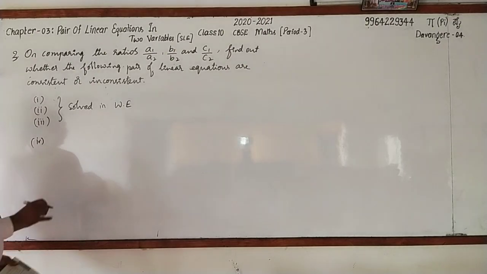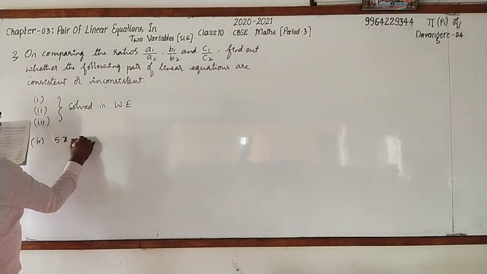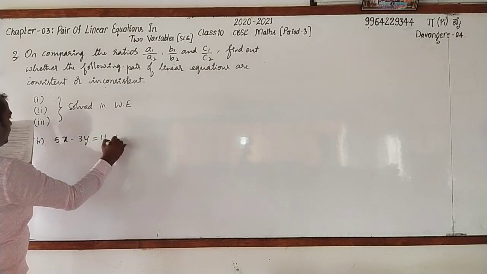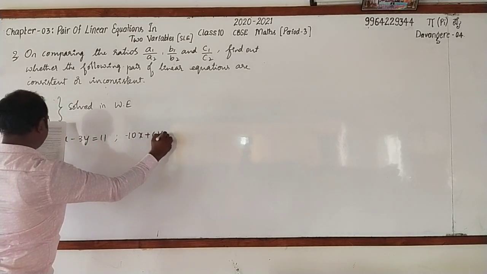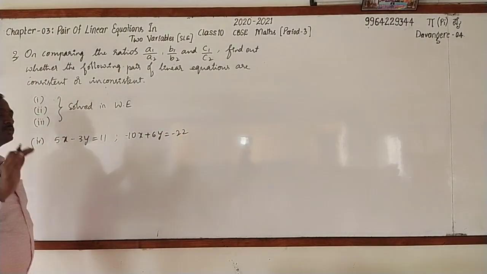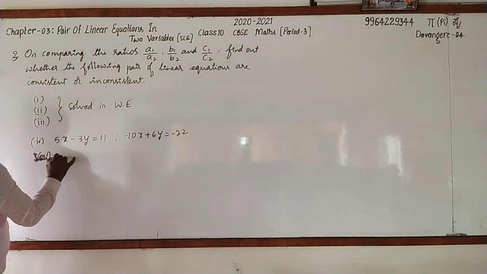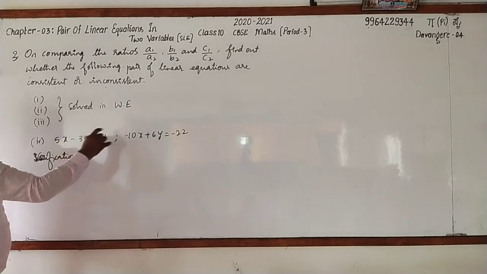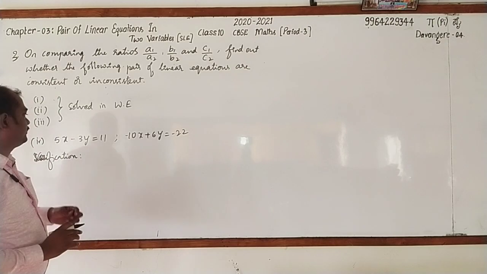Now I will move on to the fourth one. The fourth sub question is 5x minus 3y equal to 11 and minus 10x plus 6y is equal to minus 22. Dear students, I have already told you so many times, you are going to do verification. The given equations should be written in standard form.